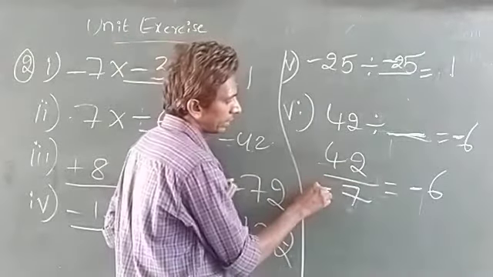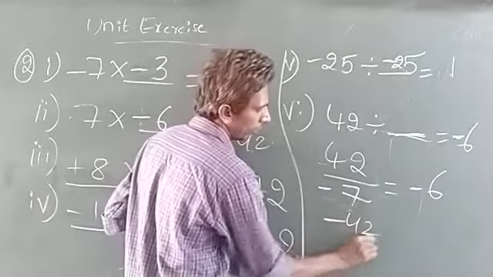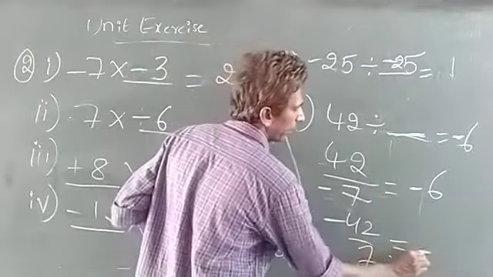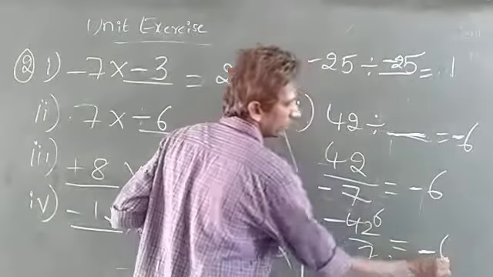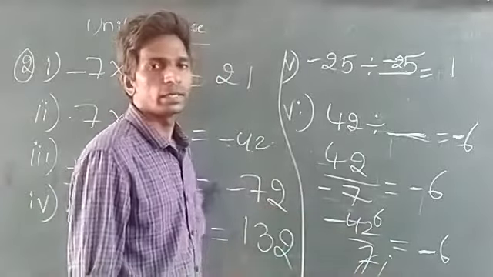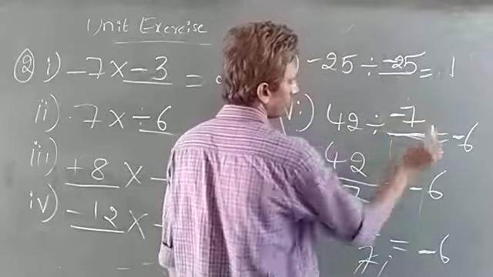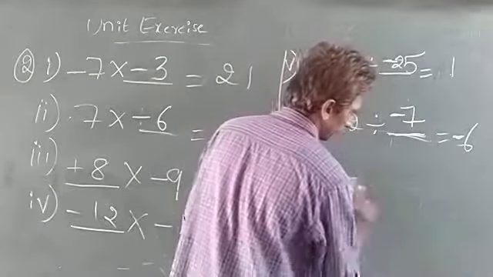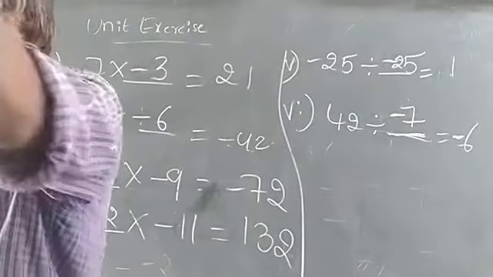So see, minus. So minus you want to get in the numerator, minus 42 by 7. Minus 42 by 7, so that equal to minus, 7 1s are 7, 7 6s are 42. So that equal to minus 6. Okay? Minus 6. So you want to divide with minus 7. So that is the second Roman. See the third Roman.